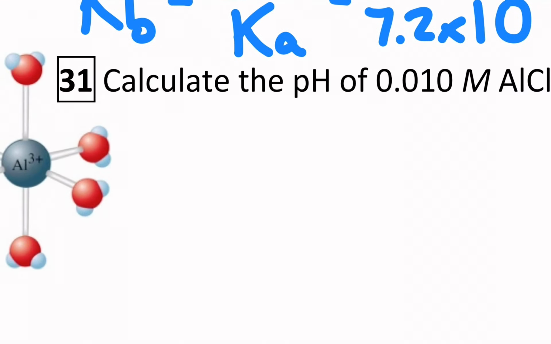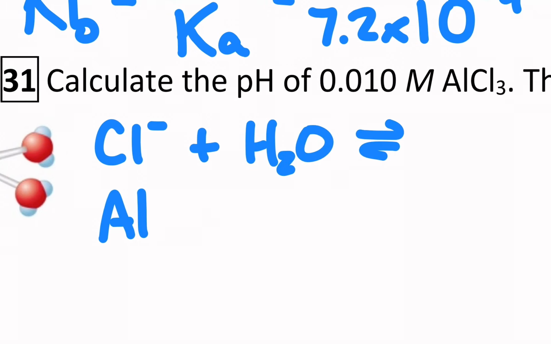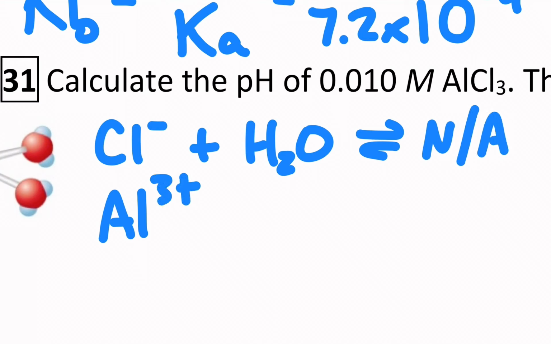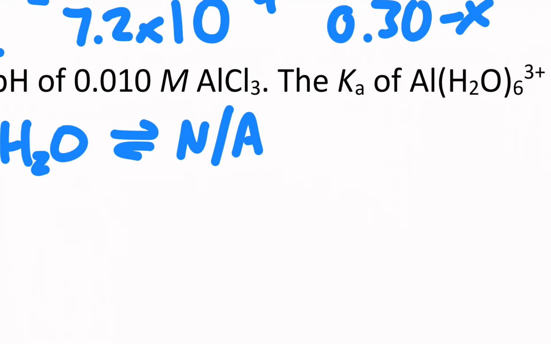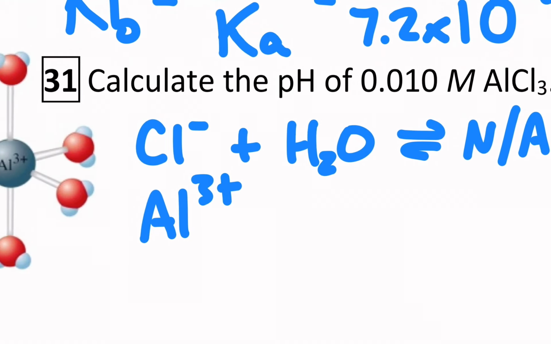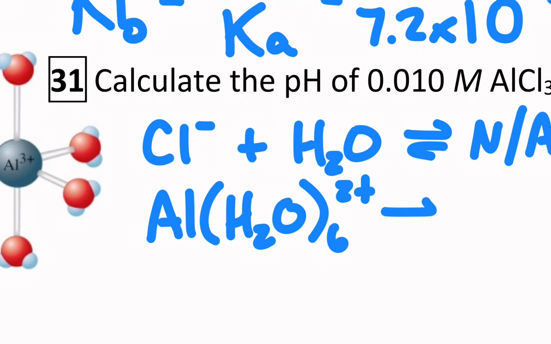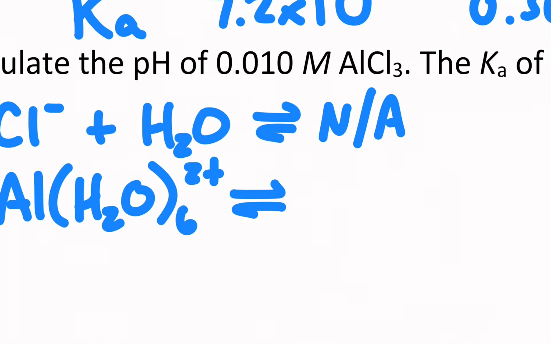Okay, I'll start by doing the same thing we did up above, and I'll write the ions that we have. We have chloride, which with water isn't going to do anything. That's a spectator ion. The aluminum ion is actually not a spectator, and that's because it exists as this species, the hexa-aqua aluminum ion, so it can act as an acid. And I'm just going to write the equilibrium that goes with that Ka value.